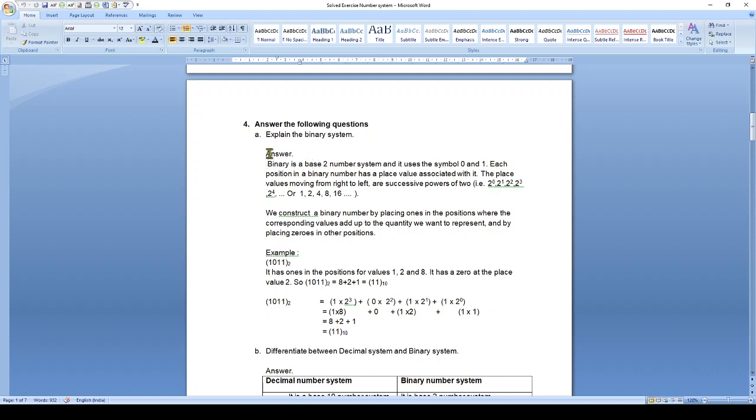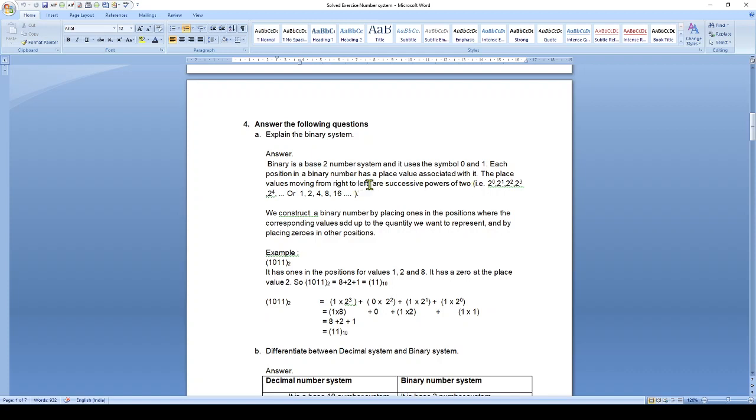So let's see. Explain. You have to explain. So first give a definition. A binary is a base 2 number system, and it uses the symbols 0 and 1. Each position in a binary number has a place value associated with it. The place values moving from right to left are successive powers of 2.